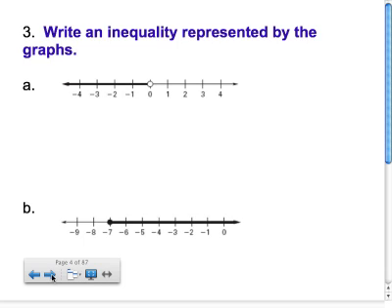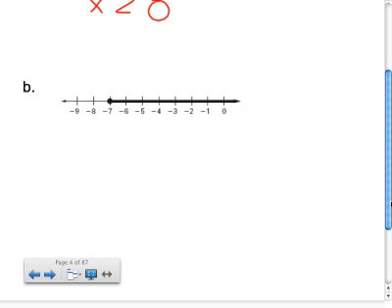Number 3 says write an inequality represented by the graphs. First thing you want to notice is an open circle here at 0. So I know 0 is my starting point. Since everything to the left is shaded, I know that my number has to be less than 0. It can't be equal because of the open circle. So you would just say x is less than 0, and that would be the inequality represented by that graph.